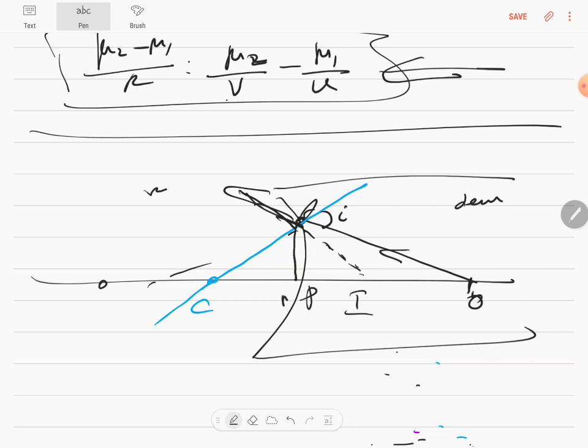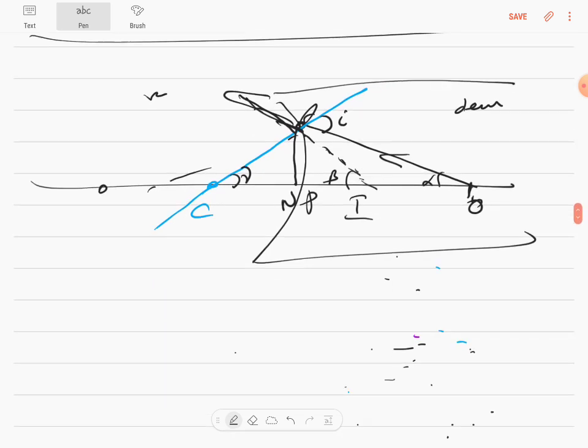This is P, this is N, this is alpha, this is beta, and this is gamma. The three angles are alpha, beta and gamma. You have to locate the exterior angle. Can you see that i is an exterior angle of which triangle? This is a normal, right? i is an exterior angle of triangle CAO. i will be gamma plus alpha.